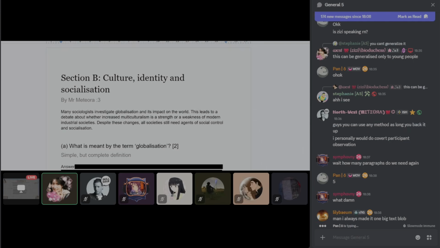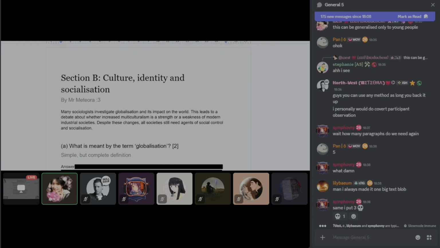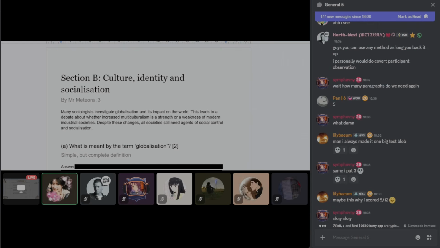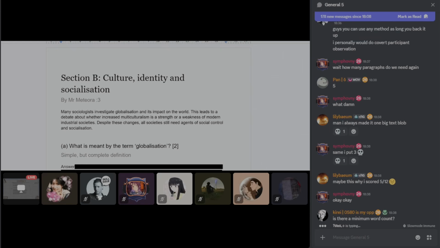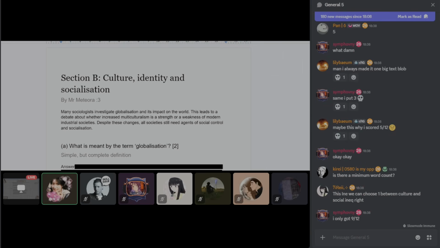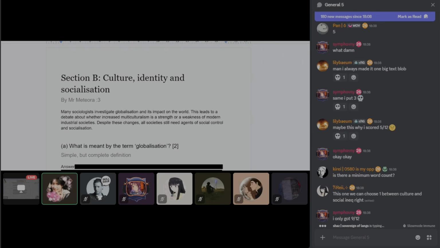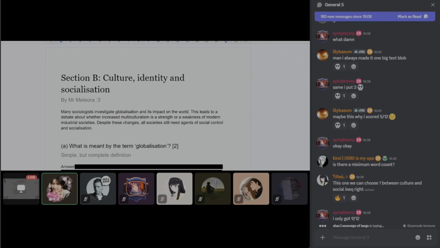All right, let's see. How many paragraphs do we need again? Five. Two about the primary methods, two about your sampling, and one about your secondary evidence. Wait, I always made it one big text blob. Same, I put three. Don't worry, Lily. With a lot of practice, you'll surely get the hang of it. This one, we can choose one between culture. Yes. So section 1 is mandatory, and for section 2 and 3, it's up to you.